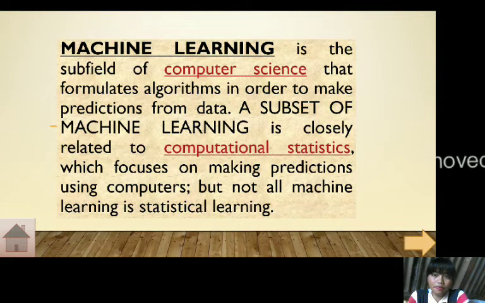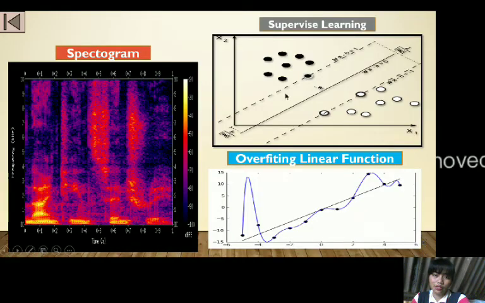The study of mathematical optimization delivers methods, theory, and application domains to the field of machine learning. Data mining is a related field of study focusing on exploratory data analysis through unsupervised learning. So, in its application across business problems, machine learning is also referred to as predictive analytics. So, that is the use of statistics in machine learning.